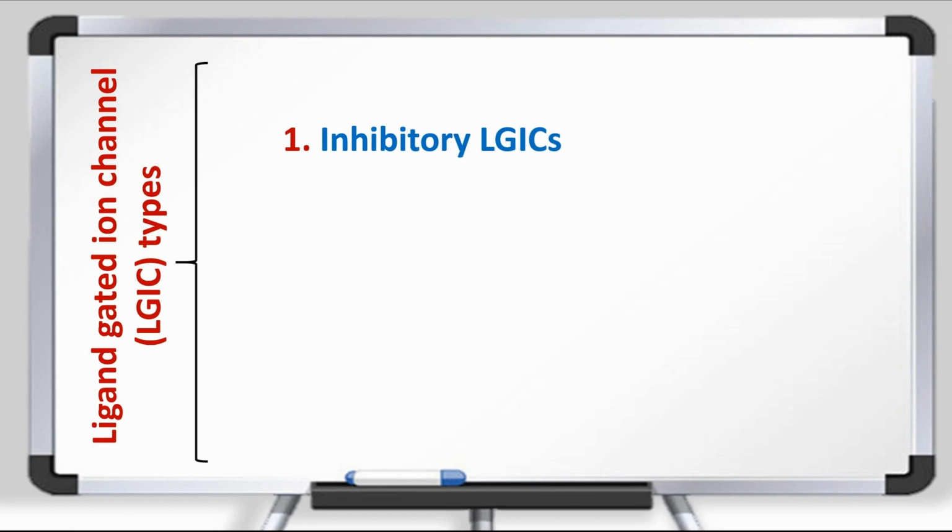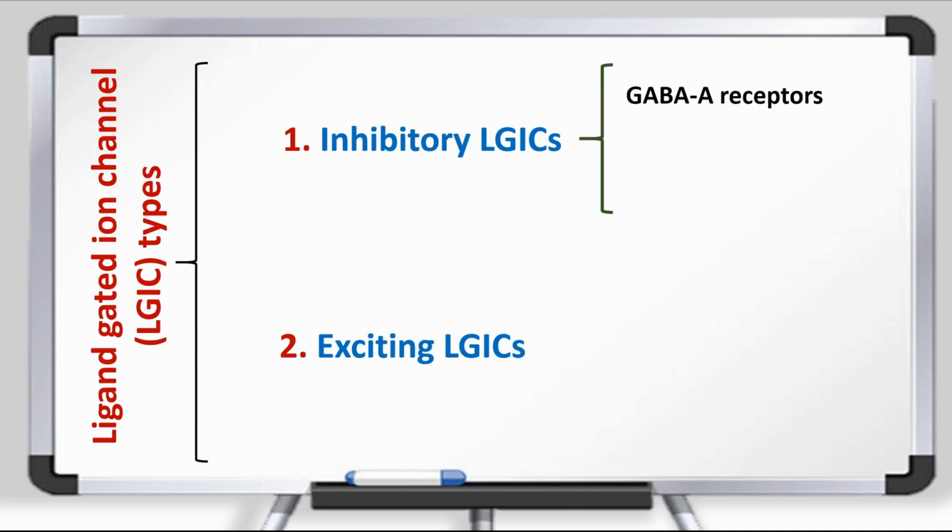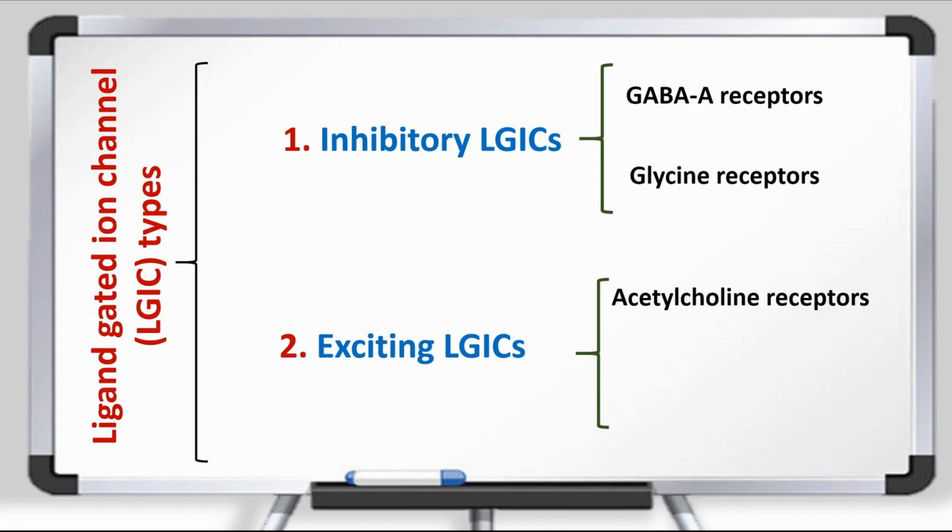Ligand-gated ion channels, or LGIC types. Ligand-gated ion channels can be divided into two types: inhibitory LGICs and exciting LGICs. Inhibitory LGICs such as GABA A receptors and glycine receptors. Exciting LGICs such as acetylcholine receptors and glutamate receptors.